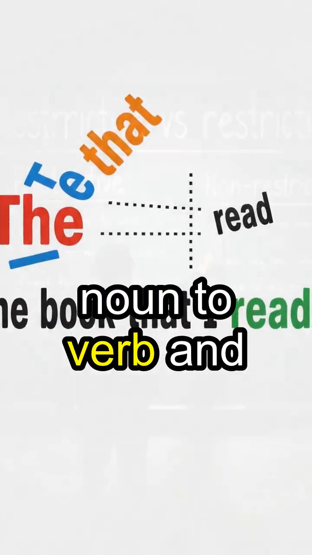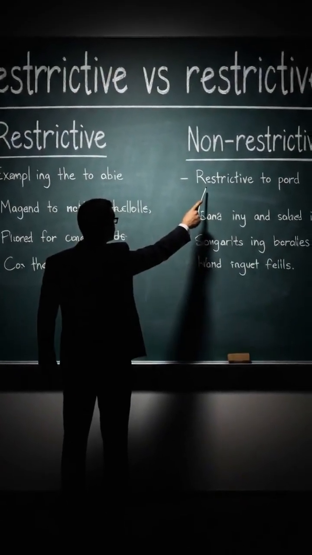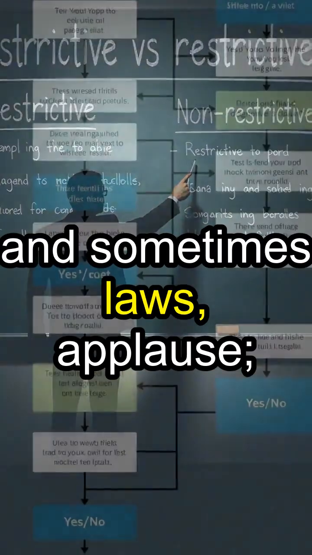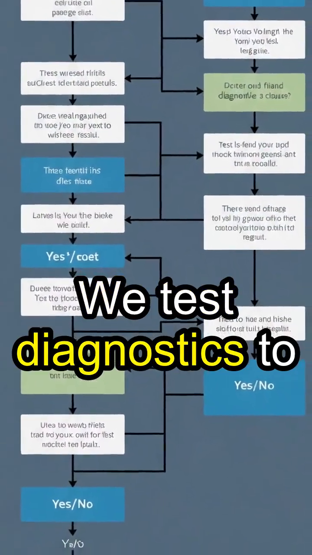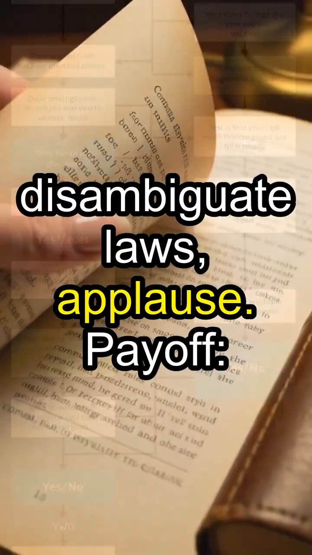It links noun to verb and gives it cause, laws. It obeys binding, agreement, and sometimes laws, applause. We test diagnostics to disambiguate laws, applause.